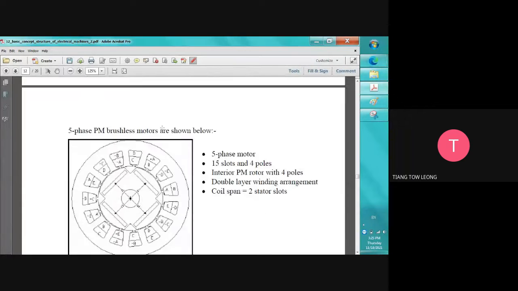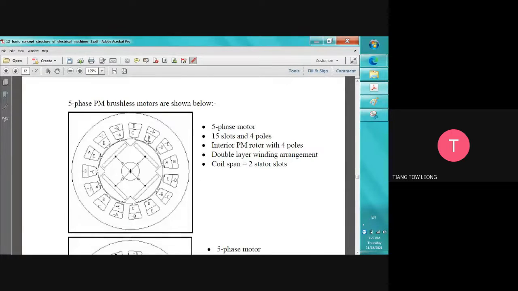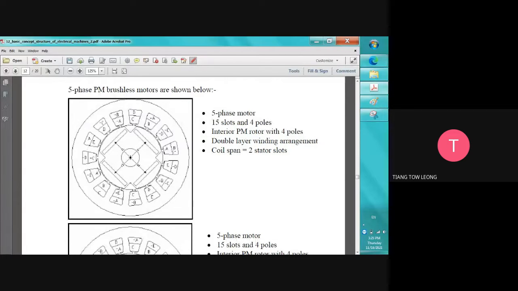And after when we go to the indeed, then we'll see the difference. This one is double layer, which means they divide horizontally. So this one is a 5-phase motor, 15 slot. So slot 1, 2, 3, 4, 5, 6, 7, 8, 9, 10, 11, 12, 13, 14, and 15. And 4 poles. 1 pole, 2 pole, 3 pole, 4 pole.